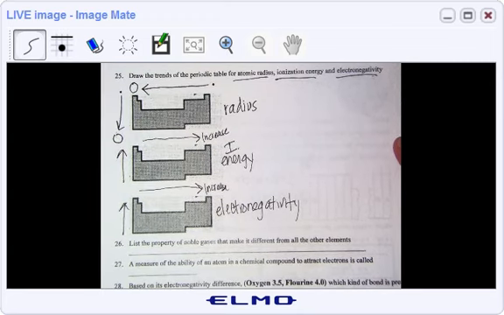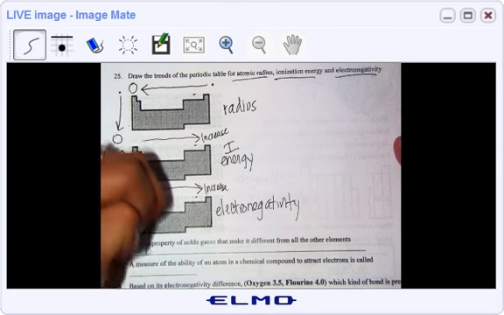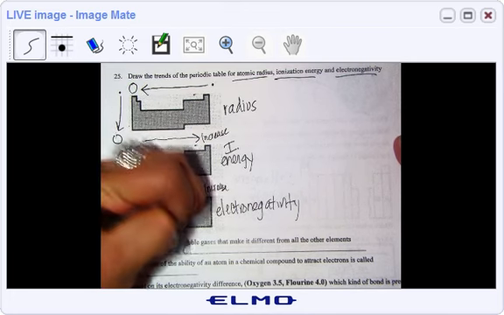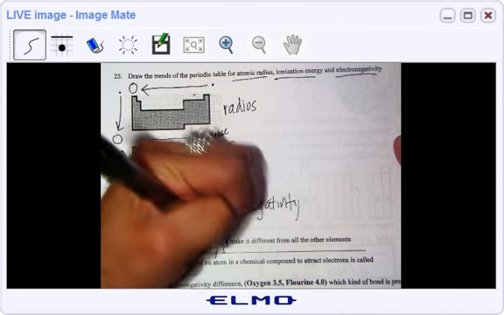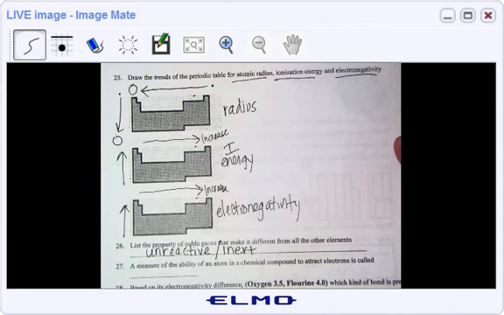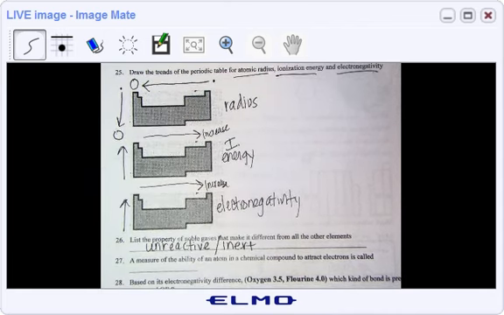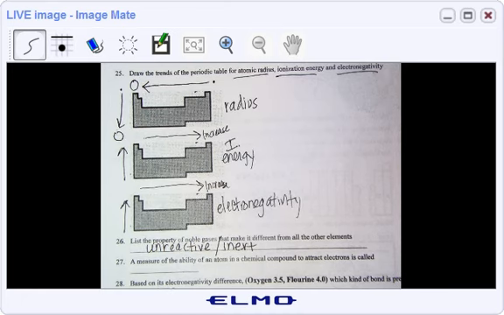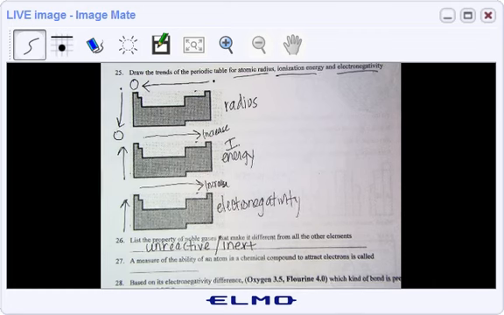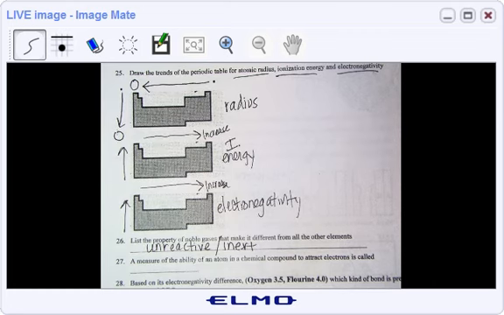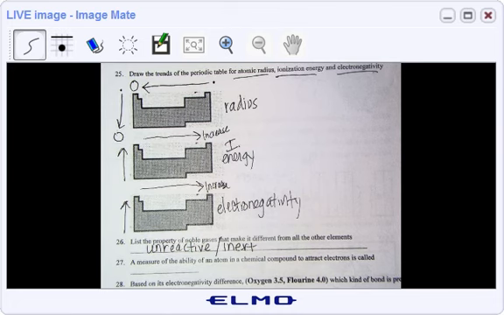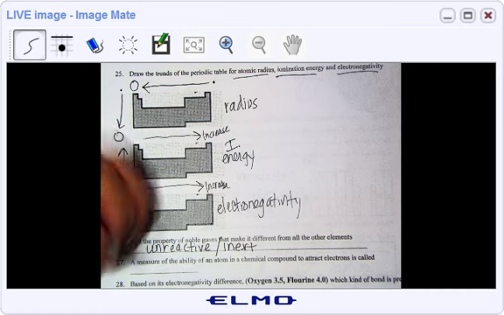Number 26, list the property of noble gases that make it different from all the other elements. Unreactive. Same thing if you see the word inert. Number 27, a measure of the ability of an atom in a chemical compound to attract electrons. When I hear the word attract or attraction, I think of positive and negative charges. And the correct answer is electronegativity.